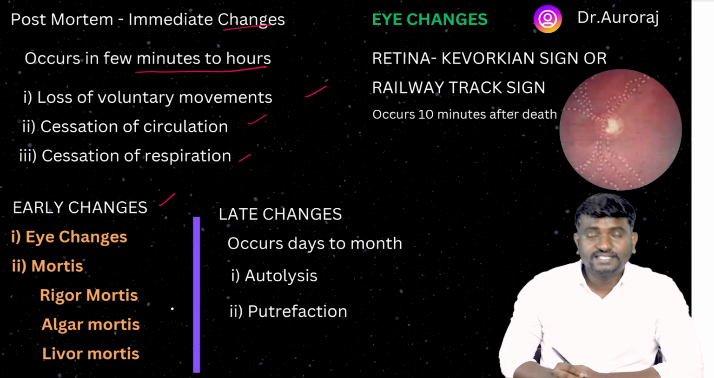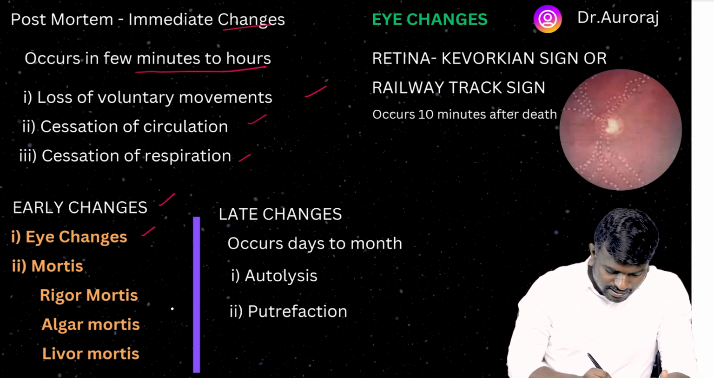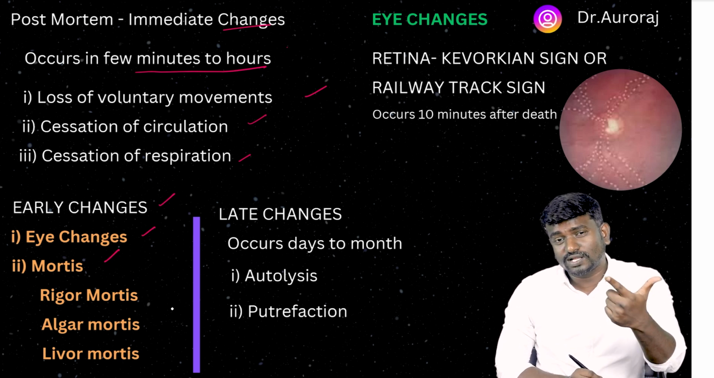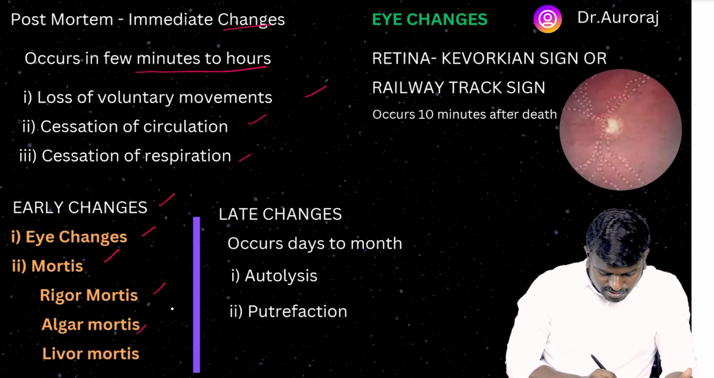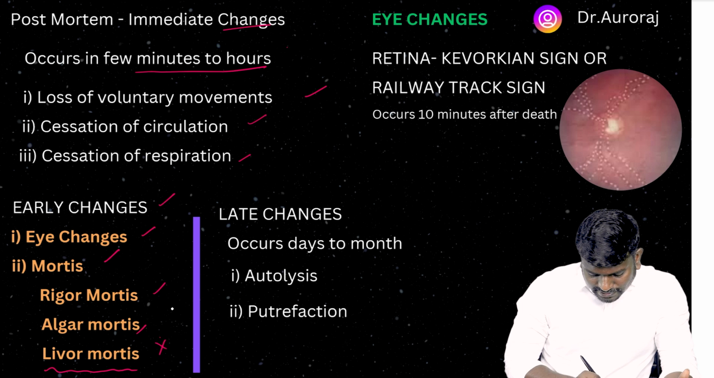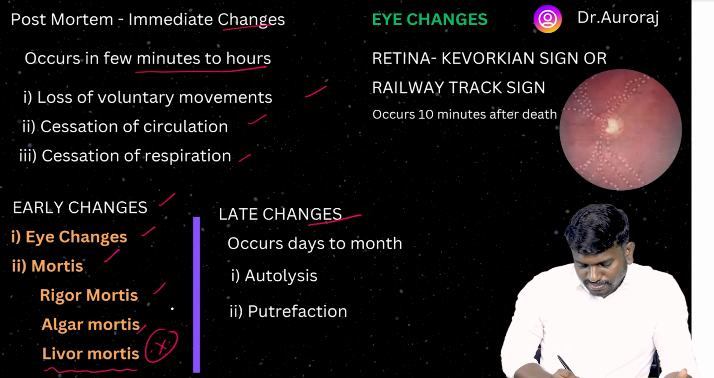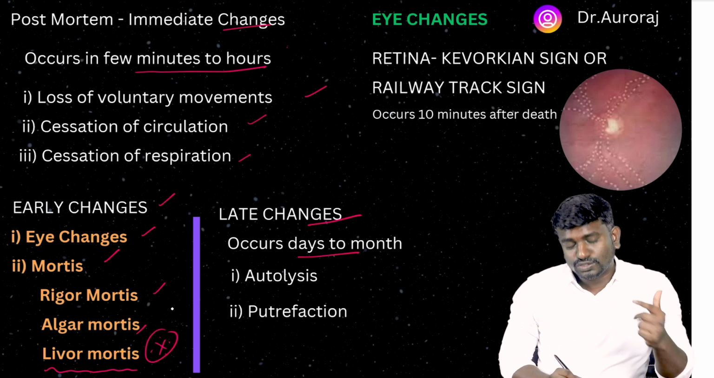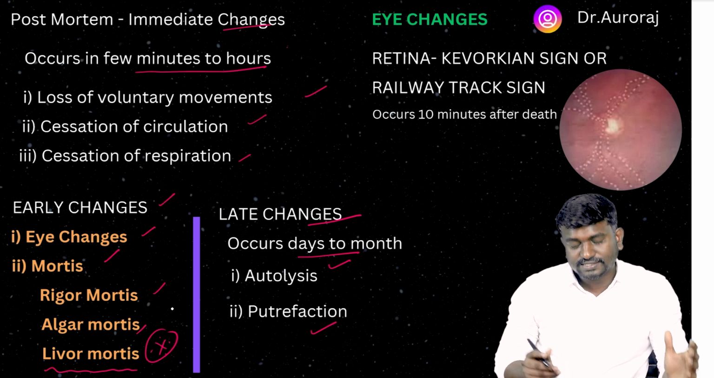Now, what are the early changes, sir? That is going to be eye changes and mortis. We just revise the mortis. What are the mortis? We have rigor mortis, algor mortis, and also what? Livor mortis. Yes, please remember this. Late changes will be occurring days to months. It will lead to what? Autolysis and putrefaction.